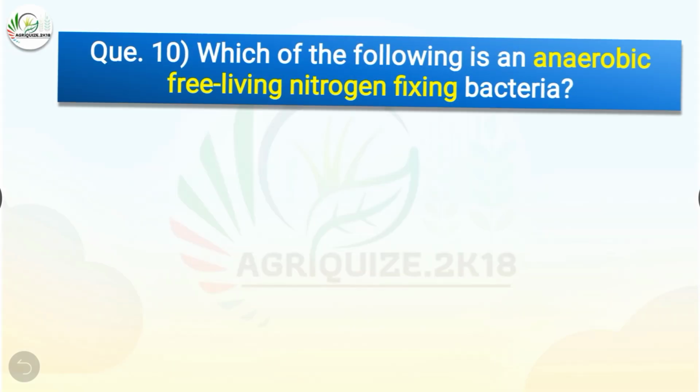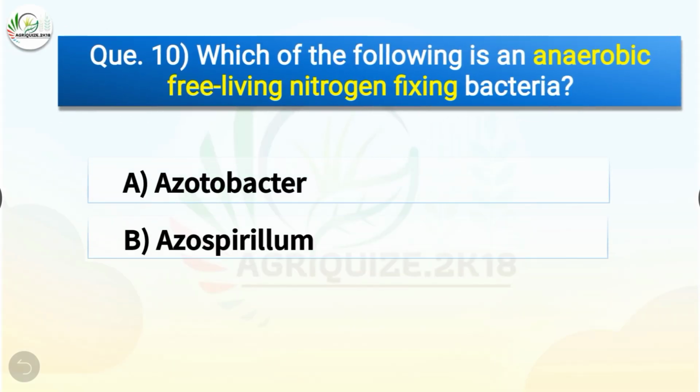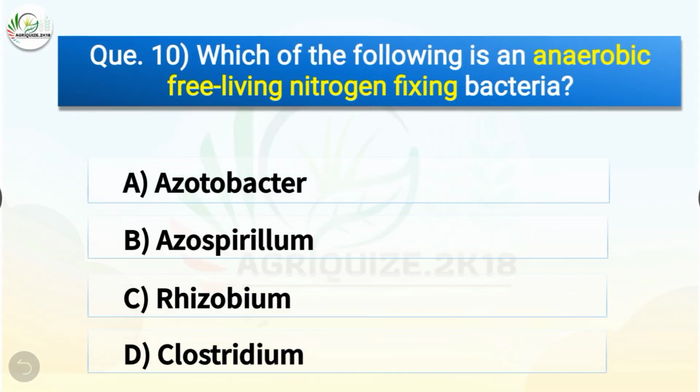Question number 10. Which of the following is an anaerobic free-living nitrogen-fixing bacteria? The options are Azotobacter, Azospirillum, Rhizobium, or Clostridium. The correct answer is option D, Clostridium.